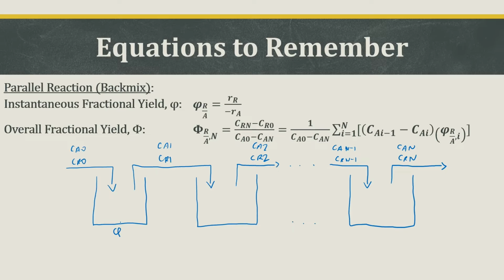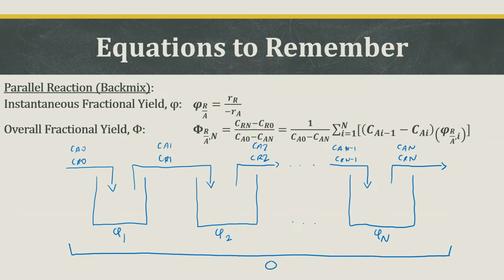So to show you the difference between the two yields, instantaneous fractional yield will refer to the fraction of A that reacted that has turned into R per reactor. So we can say that this is the instantaneous fractional yield at reactor 1, this is at reactor 2, and this is at reactor N. While the overall fractional yield is the fractional yield of the entire system. So capital Phi represents this whole system.